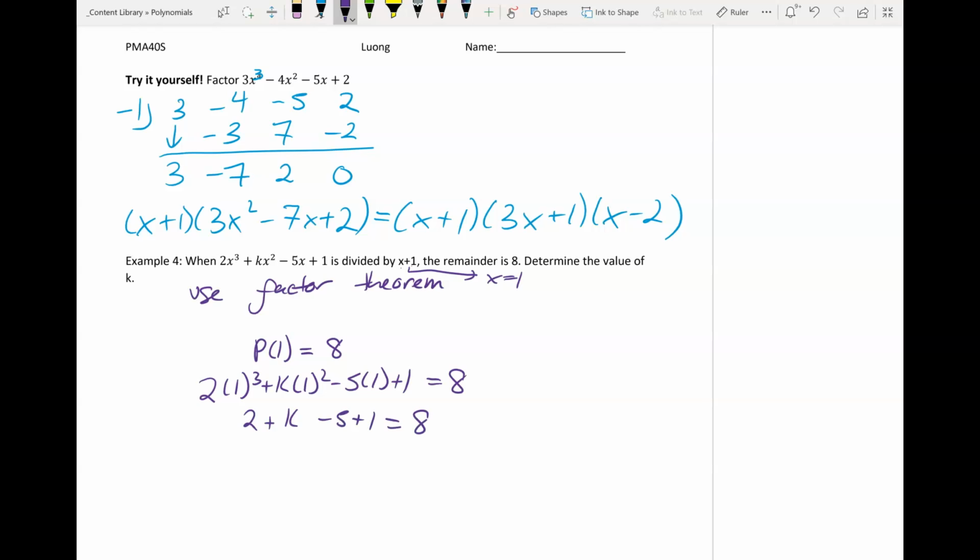Okay, so I have 2 minus 5 plus 1, that's 4. And then I'll subtract 4 on both sides. So my final answer is 4 for k.